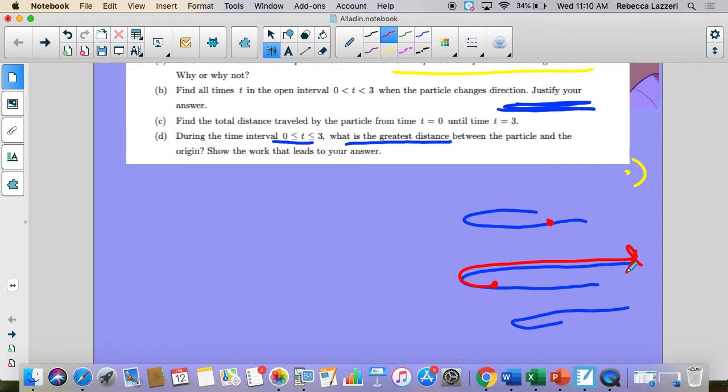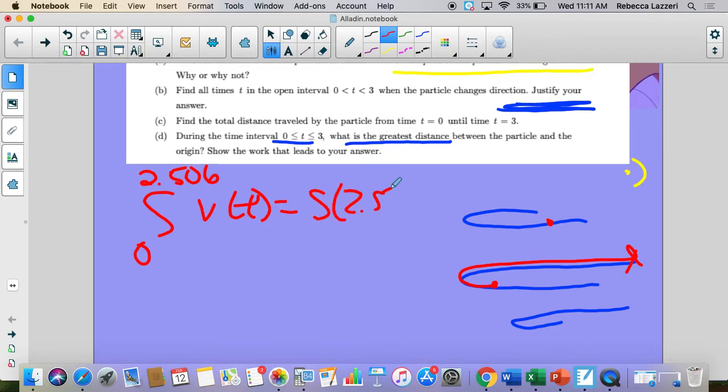You know what I wanna know? I wanna know where that thing is. So couldn't I integrate velocity? I'm doing the fundamental theorem of calculus. I'm gonna integrate velocity from 0 to 2.506 and watch what it'll give me. It'll give me s of 2.506 minus s of 0. They never called it s in this problem, so whatever I'm calling distance, I'll define it for them.